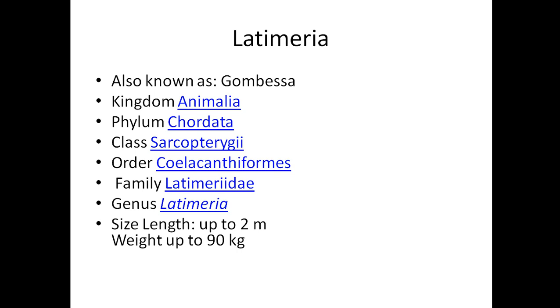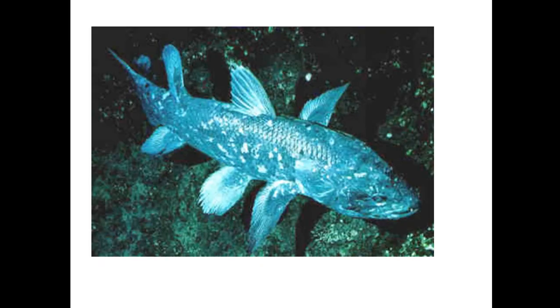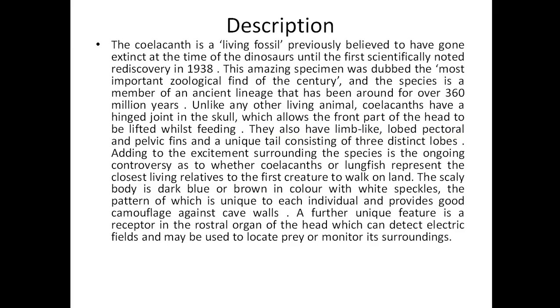Latimeria. Then the next example is also known as Gombessa. Latimeria. It's a very interesting fish. You will understand why it's interesting. It can grow up to 2 meters and weigh up to 90 kg. Not because of its length and weight is it important. See, this is how the Latimeria appears. Just observe that very carefully, then you will understand why this fish is different from others.